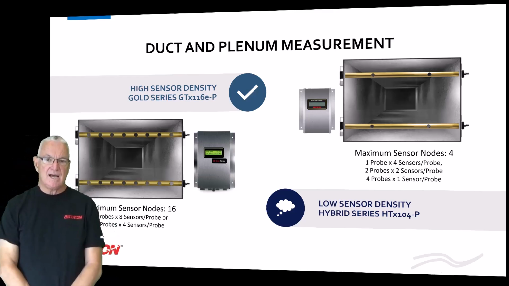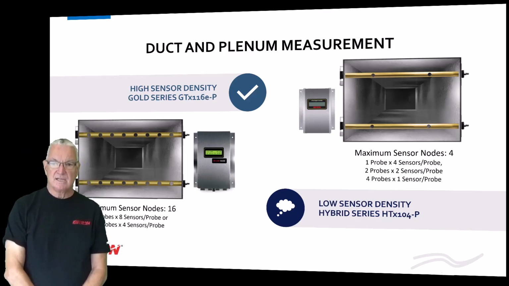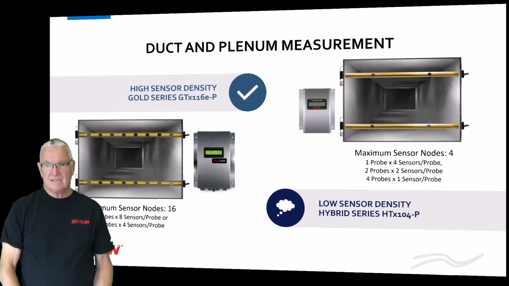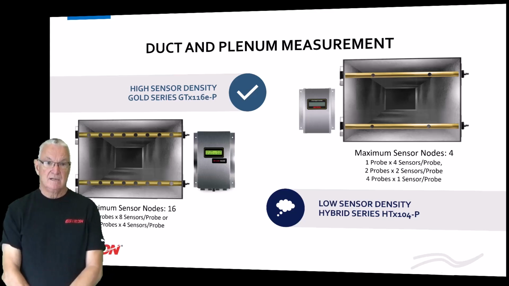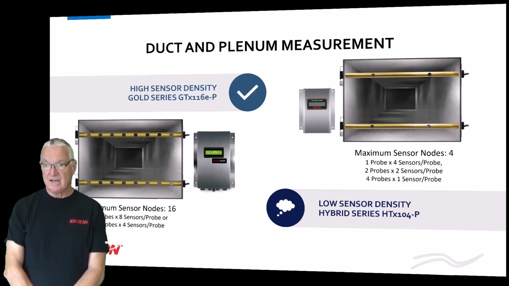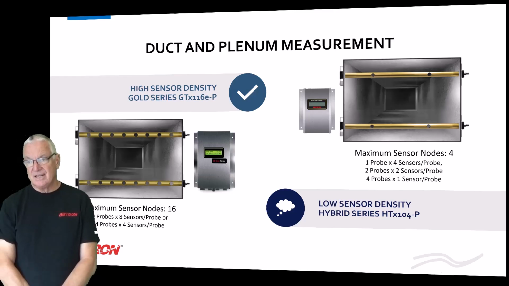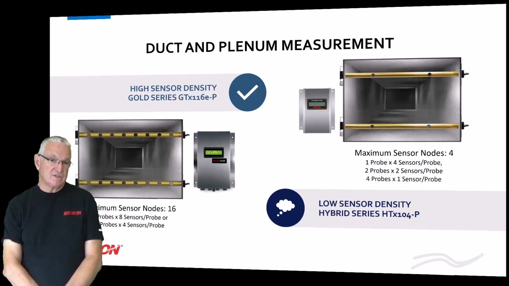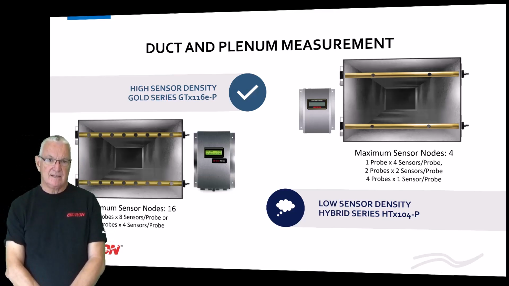We have something called a Hybrid Series, which is lower sensor density. It's the same sensors, calibrated the same way, and the bottom line is just fewer sensors. So if you don't have as much of a straight run or you're on an outdoor air intake, you're going to end up with potentially more error on the Hybrid, say, than the Gold Series.